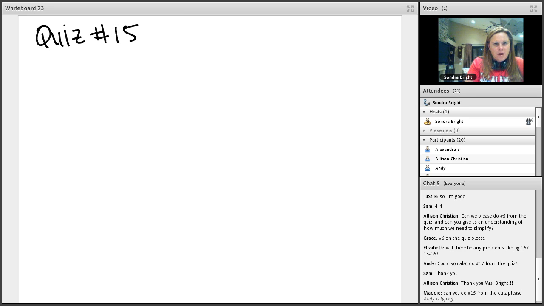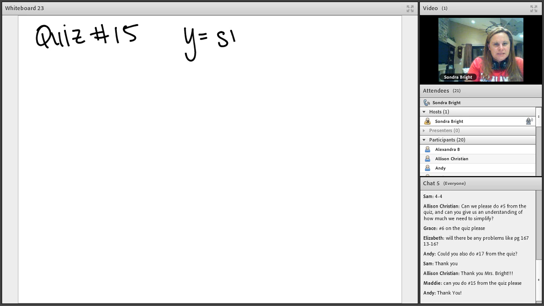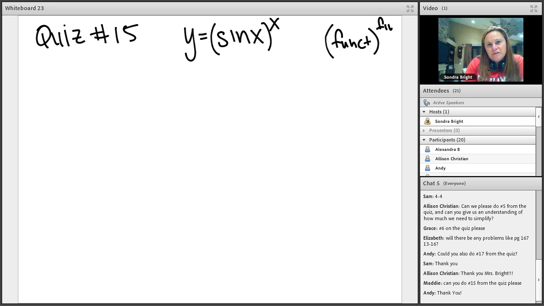So you've got y equals sine of x to the power of x. So this is a function to another function, right? So you can't use the rules of pop and drop because you don't have a number up there in the exponent. And you can't use the rules for a to the power of x because it's not a constant as your base. This is a function to the power of a function.